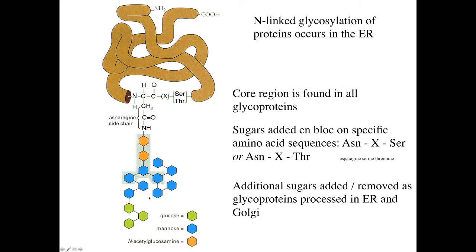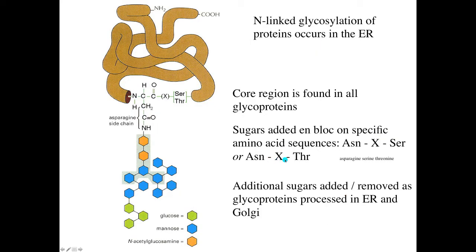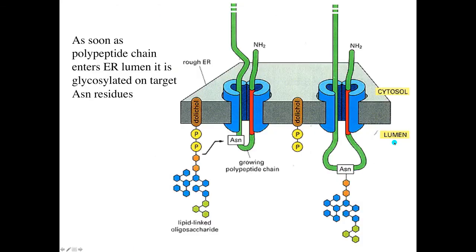And as I said, these sugars can be added to or trimmed off, but these 5 sugars are going to be on every glycosylated protein. So as soon as the polypeptide chain enters the lumen of the ER, it is glycosylated on the target asparagine residue. So the asparagine residue is the one that gets the sugars added, and any time you see that sequence, asparagine X threonine or asparagine X serine, anytime that's encountered, the asparagine residue is going to be glycosylated.